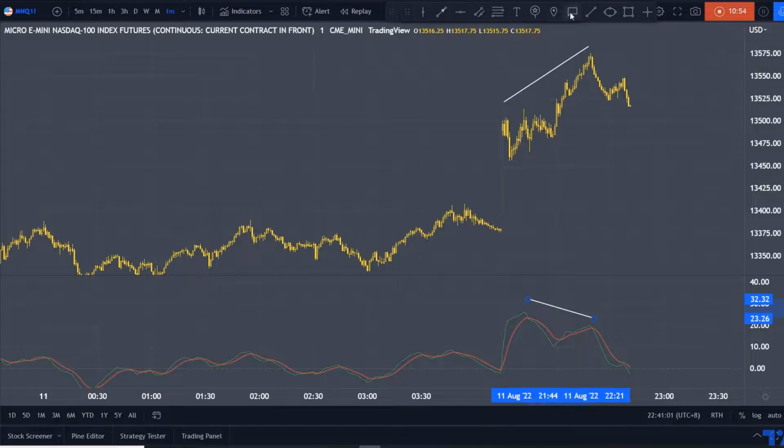So now I'm going to draw an uptrend line. This could be the point, and it just broke. So what's my call today? I'm going to short the market after this video and have a stop loss above 13,575 and see how it works as the day progresses.